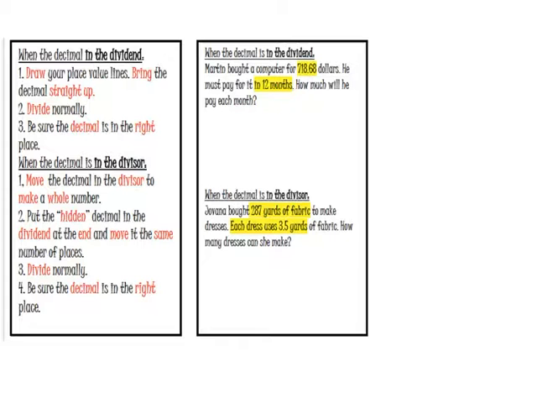So we're going to draw our place value lines. As mentioned, you don't have to draw your place value lines, but they do keep your numbers in an orderly fashion. Then we bring our decimal point straight up. We divide normally, and we be sure the decimal is in the right place. So let's look at example number 1.